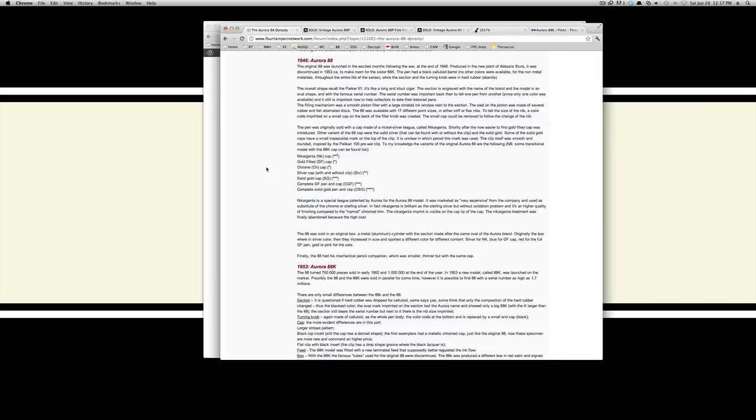My favorite cap is the Nikargenta. I would have to say so as well. Now, I've never actually seen a vintage Aurora 88 with the silver cap. I haven't either.